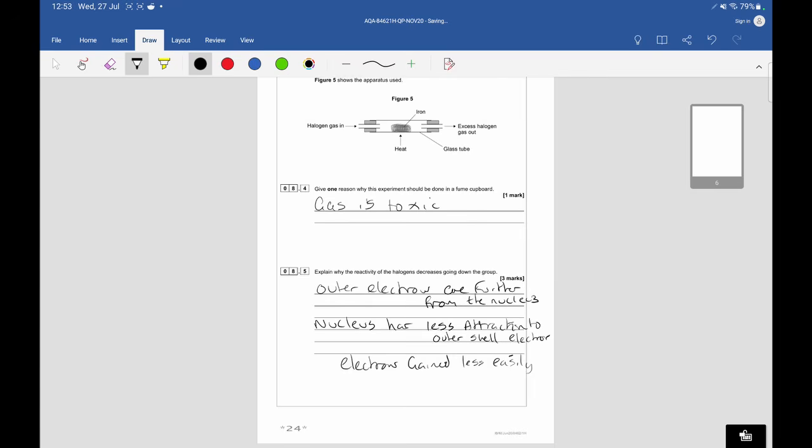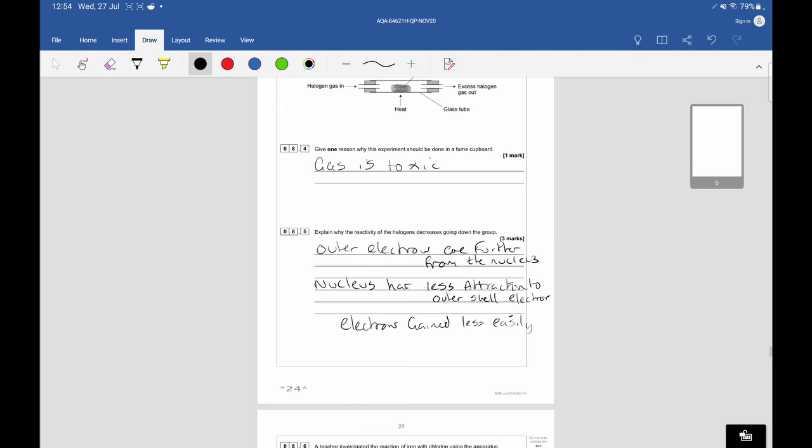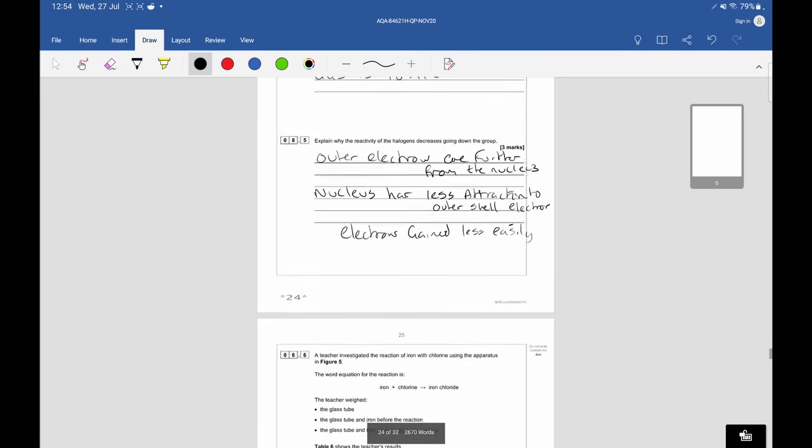Anything that's a non-metal, going down those groups, they always get less reactive, and the reasoning behind that is always these 3 points. The outer electrons are further from the nucleus, there is less attraction to the outer shell electrons, and the electrons are gained less easily. And all the group 1 metals, group 2 metals are the opposite explanation here. Well, their outer electrons are closer to the nucleus, they have more attraction to those outer shells, and it's more difficult to lose those electrons when they're closer to the nucleus as well.